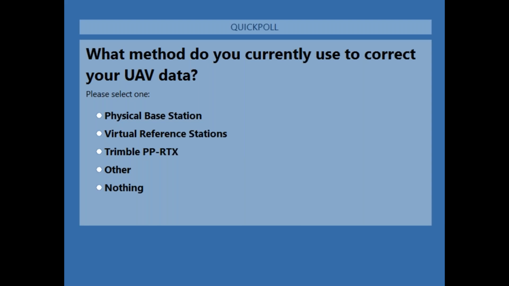The typical methods are a physical base station, which is very common. There are individuals using virtual reference networks, such as CORS networks. There's the Trimble PP-RTX service that we're going to talk about today specifically. There may be some other correction methods that you're using, or maybe you're not using anything at all. We'll give everyone a chance to respond to the poll, then we'll look at the answers we get, and then dive a little deeper into PP-RTX.